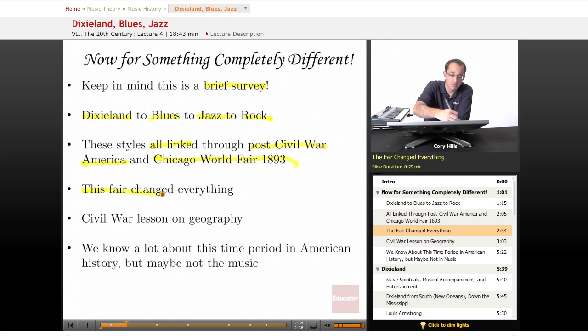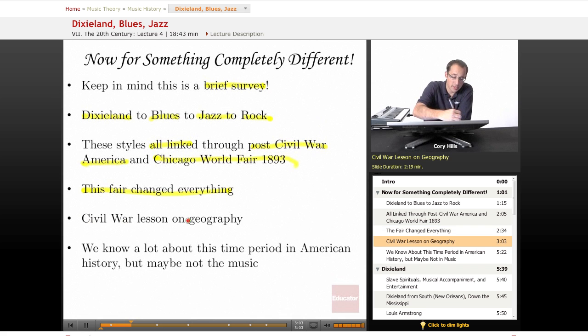The fair changed everything, and it changed a lot in the entire country. It did not just change stuff for blues or Dixieland or jazz or rock. It changed stuff throughout the entire nation. This was an absolutely massive operation, this fair, and it really changed a lot of things for the country.